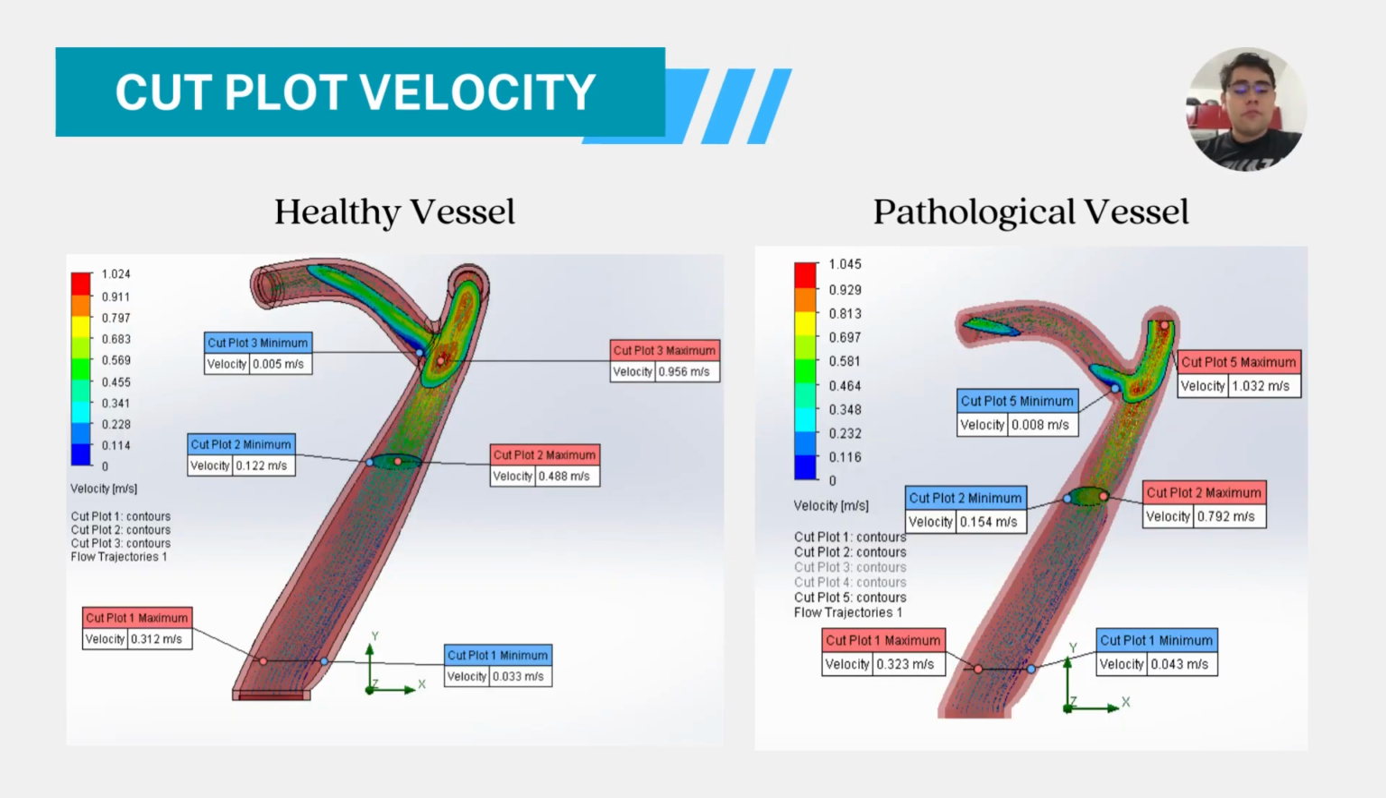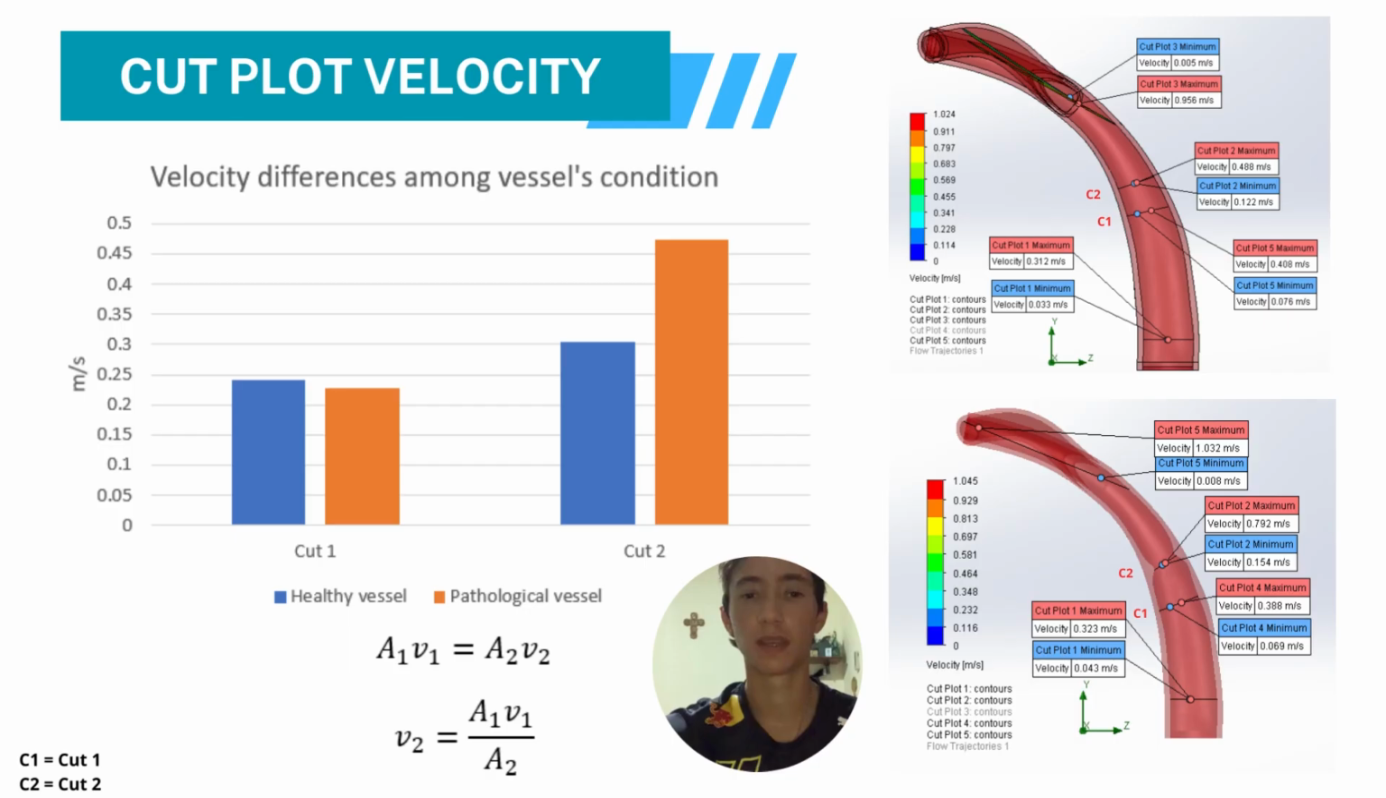As we can observe on the screen, the velocity in the pathological vessel obstruction is greater than in the healthy vessel in the same area. Also, a decrease in velocity is observed in one of the branches, which we can attribute to the creation of a vortex. Translating a simulation into visual data, we can clearly see a difference in velocities.